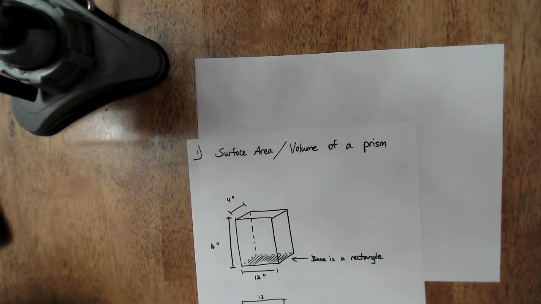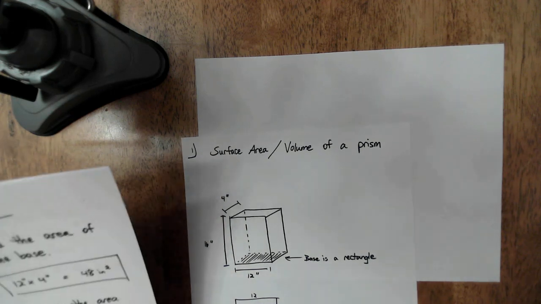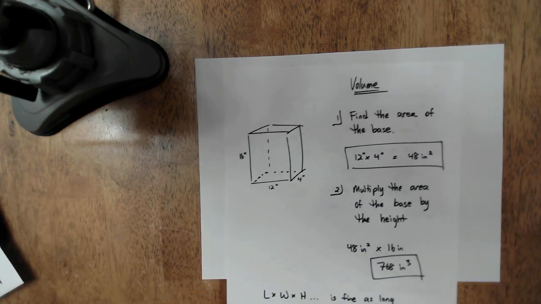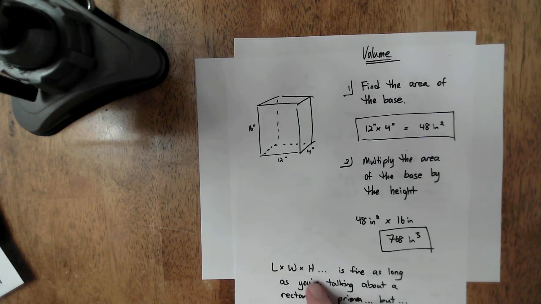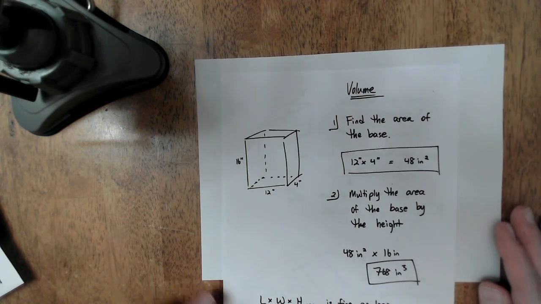Now, volume of a prism, that's the second part, is a little bit, well, it depends on the shape. Honestly, for a rectangular prism, volume's pretty simple. Let me explain it. Let me break it down. Before we go to this, you've probably heard length times width times height. And if you're dealing with a box, a rectangular prism, that's true.